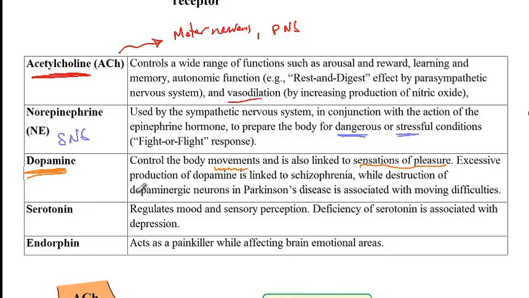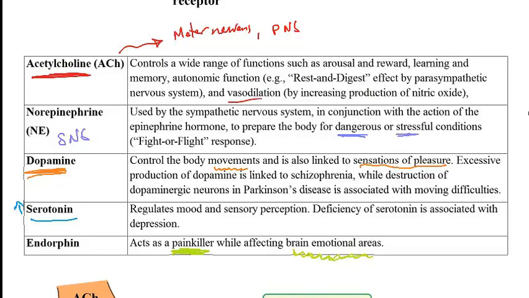Next, we have serotonin neurotransmitters, which regulate mood. Consequently, patients who have a low level of serotonin are generally depressed, and in fact, the antidepressant medications are mostly targeted at increasing the serotonin concentration in our body. And then finally, we have endorphin, which acts as a painkiller while affecting brain emotional areas. That's why patients, for instance, who are taking morphine are helped by killing their pain, but they also enjoy taking morphine. That's why there is a high risk of addiction to these painkillers.